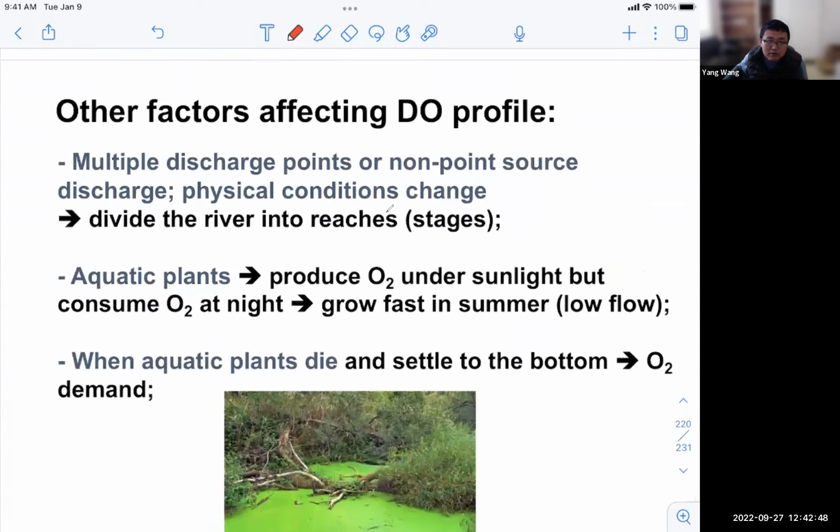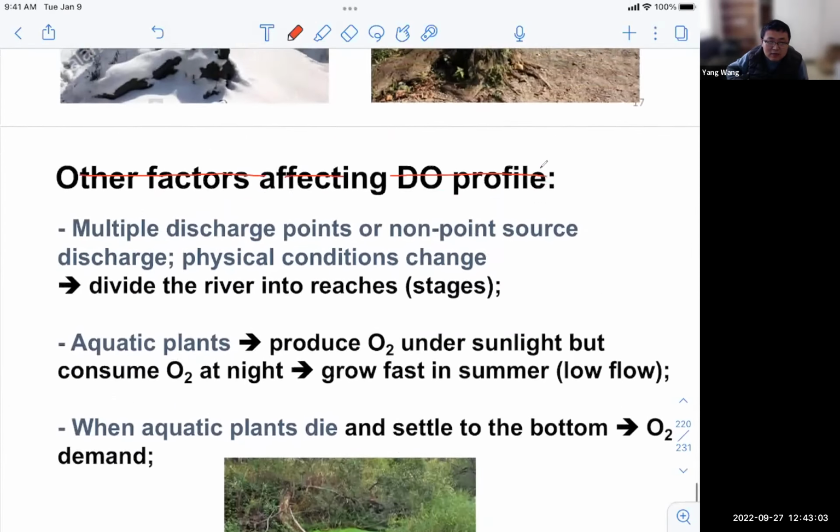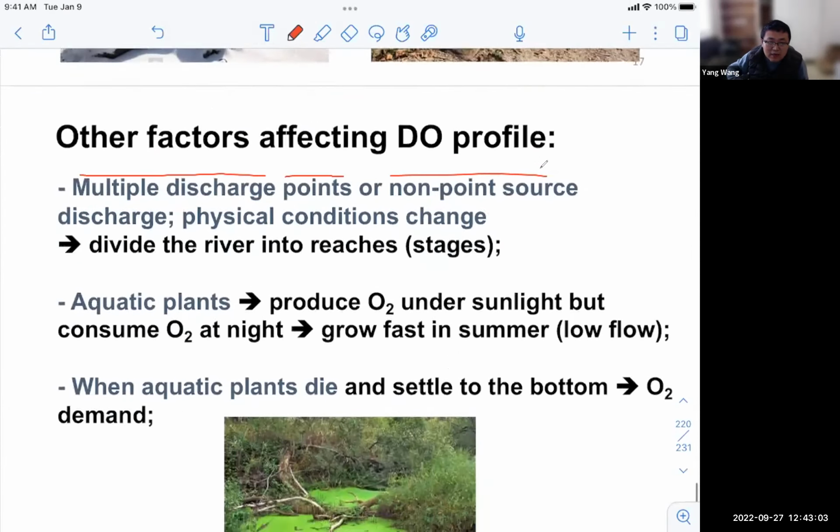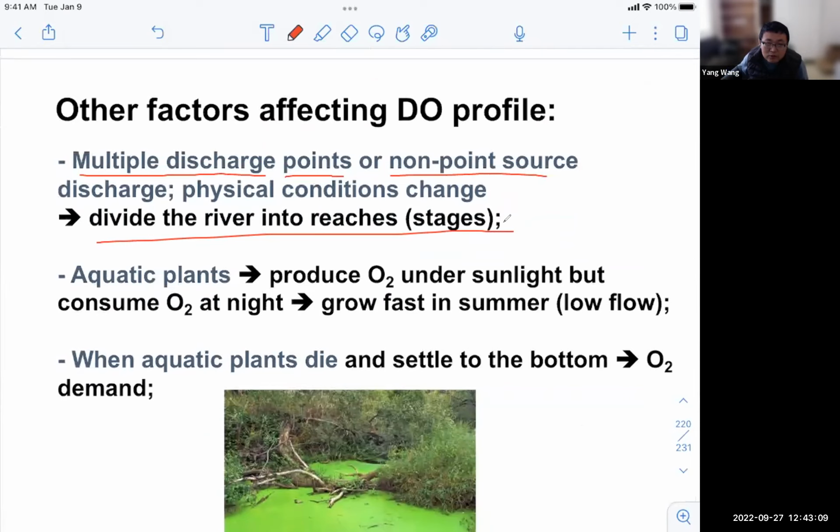There are also other factors affecting the DO. For example, if you have multiple discharge points, then the scenario will be more complicated. Or if you have non-point sources, for example, coming from farmlands. Normally, if you have these scenarios, people will divide the river into different stages and then build up analytical solutions to further predict the water quality.